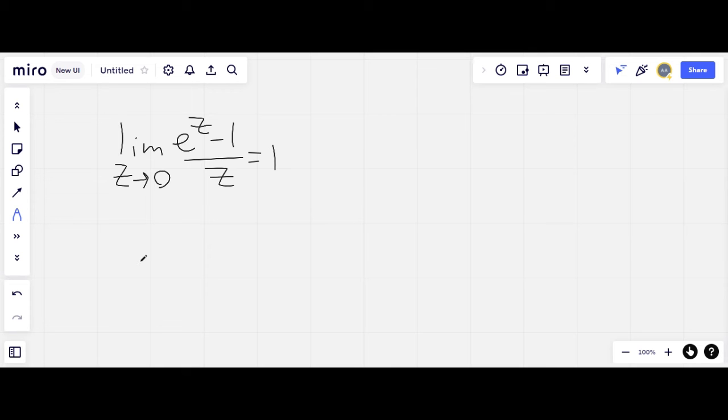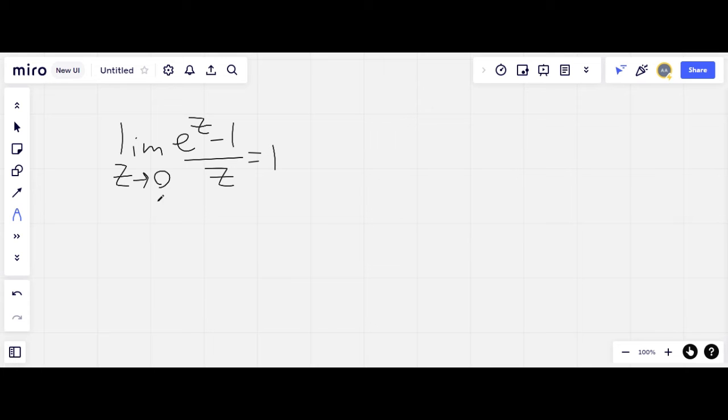All right, in this video, I would like to prove that the limit as z goes to 0 of (e^z - 1)/z is equal to 1. So this is a limit that you can do in calculus. Here we're thinking about it in terms of the complex numbers. If you do it in calculus, you can use L'Hopital's rule.